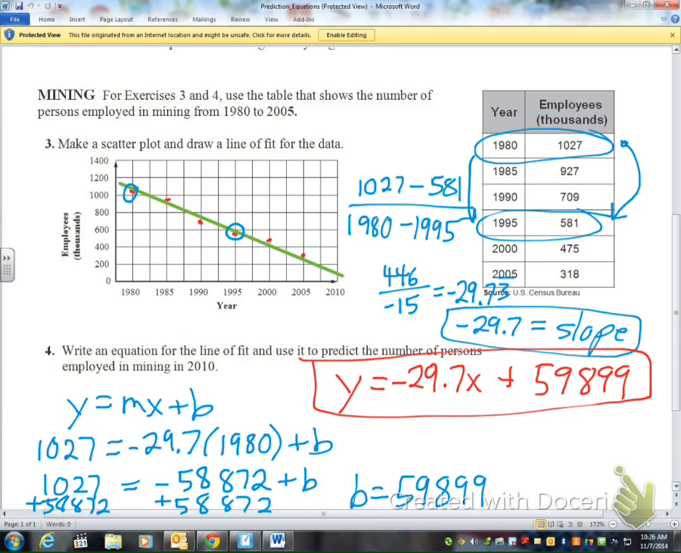So there's your first equation. Everyone's got that written down? All right, now I'm going to change this. Instead of using 1027 and 1980, I'm going to use 581 and 1995. So I'm going to use 581 here instead. And instead of 1980, I'm going to use 1995.